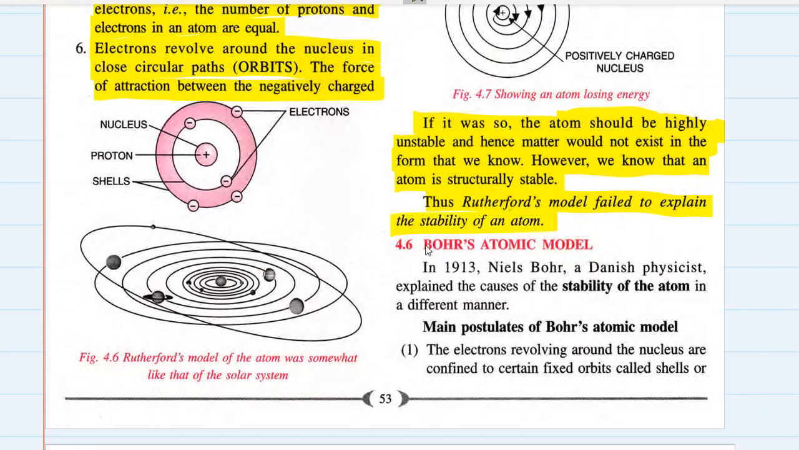And then came, in 1913, Niels Bohr, a Danish physicist, who explained the causes of stability of the atom in a different manner. So let's study Bohr's atomic model. What did Bohr tell?